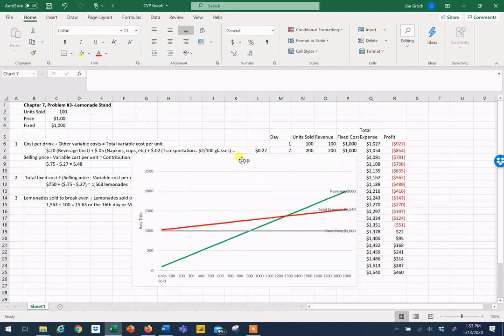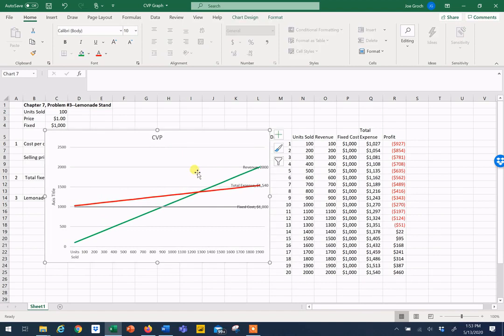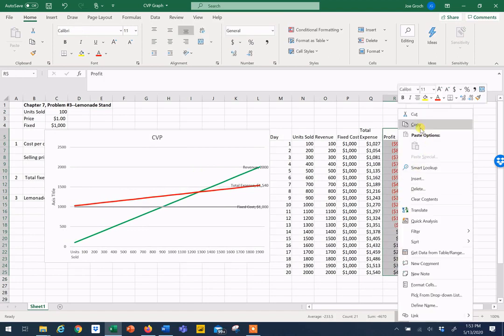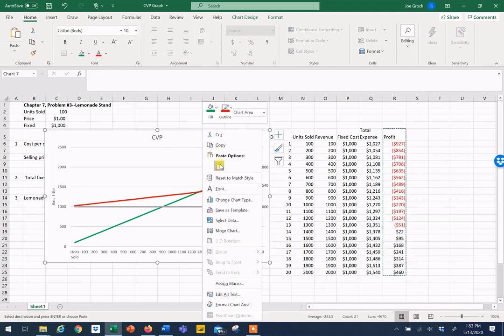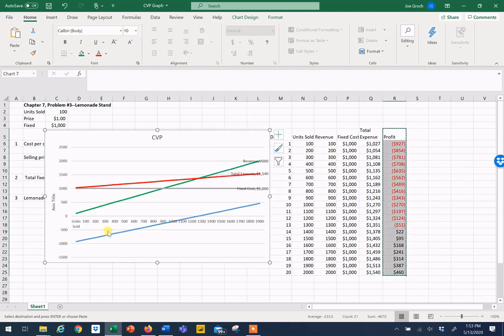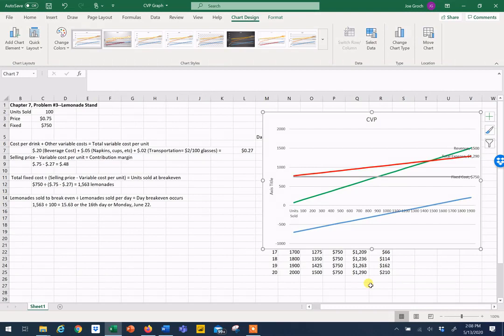If you want to even add the profit line in there, I'll just show you how to do that. All you need to do is just highlight this, okay, and do a little copy, and come over here and paste. There we go. And guess what? It just added that blue line for your profit. Okay, so now you've got your revenue line, your total expense line, your fixed cost line, and your profit line. Okay, and one final thing before we go.